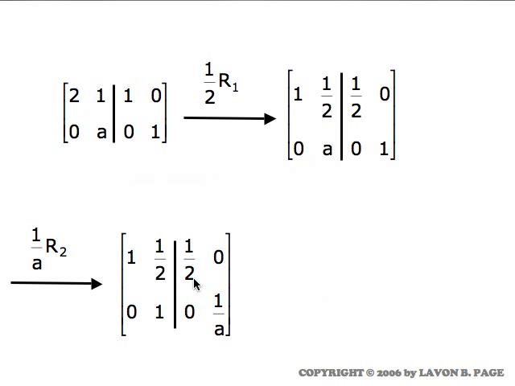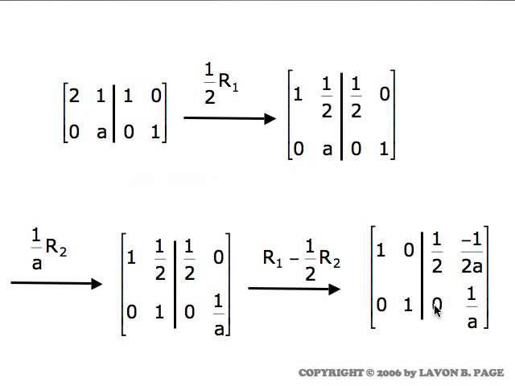So we're now done, except we need this 1/2 to be a 0. And the row operation that will do that for us is to do, as usual, row 1 minus a half row 2. Let's just go ahead and do it. Row 1 minus a half row 2 gives us what?